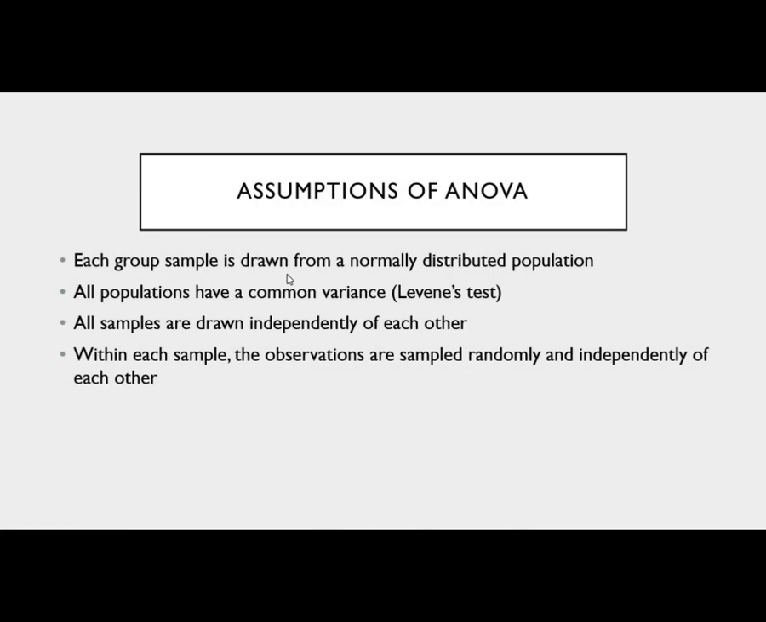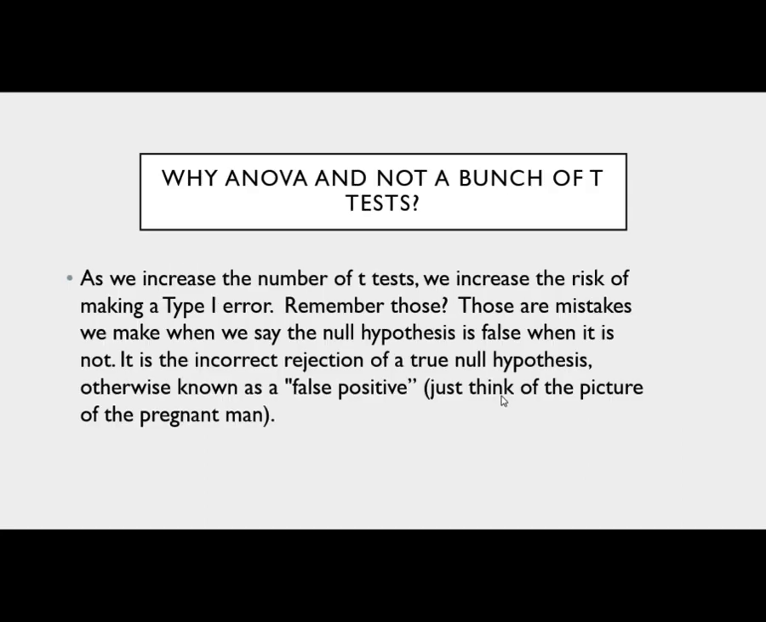Okay, so with all statistical tests, we have some assumptions that we need to follow. The first assumption is that each group sample is drawn from a normally distributed population. So we're going to run an explore routine on that. All populations have a common variance. We're going to ask for a Levene's test on that. And then these we just have to assume are done when we get data sets. All samples are drawn independently of each other, and within each sample, the observations are sampled randomly and independently.